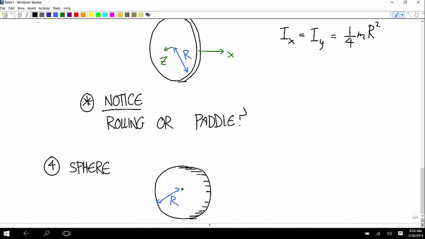And because every axis is the same for a sphere, no matter how you orient the axes, all three are the same. And it's 2/5 mr squared. So with the sphere, it's easy. It doesn't matter what the coordinate system is, where it's pointed, or which axis you're rotating around. It's always the same. All right.